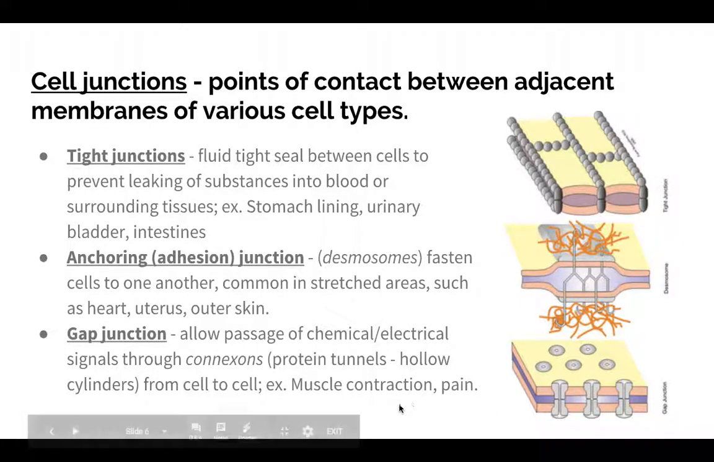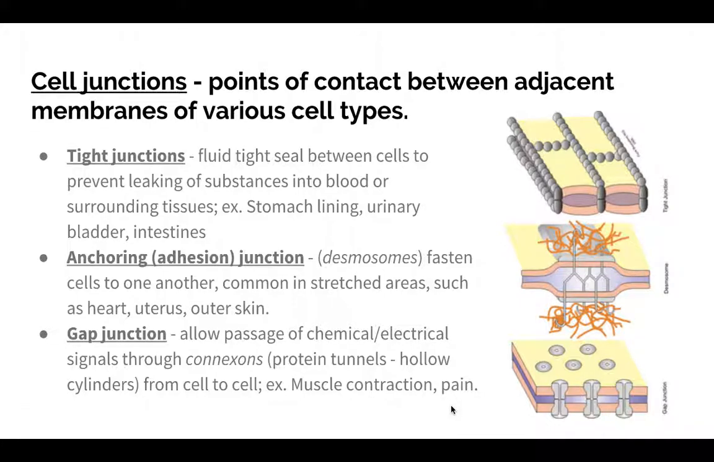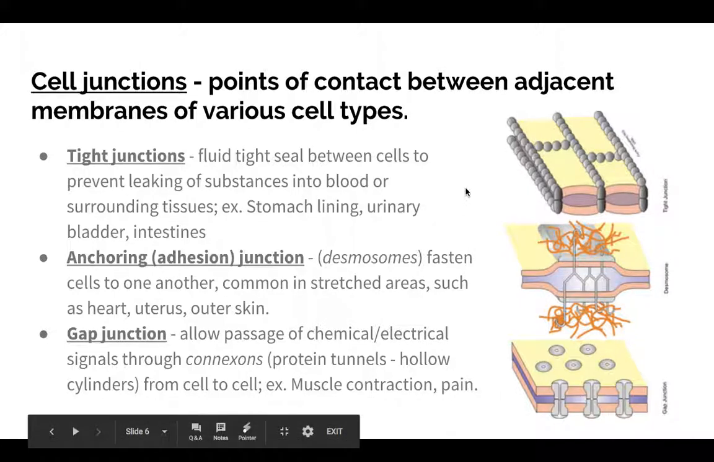Different cells that have these are involved in muscle contraction, and also pain receptors. Pain receptors enable us to get all of those chemicals from one place to another so that we can register pain in our bodies.